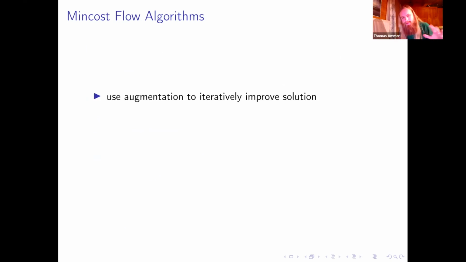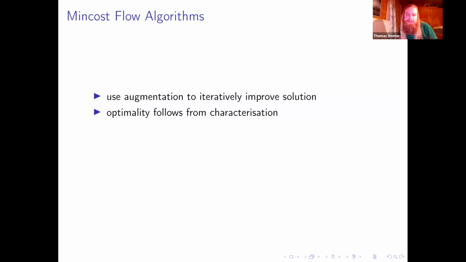From a very high level perspective, we could say augmentation is used to improve a solution iteratively. And then in the end, flow optimality will follow from those characterizations. For example, if we think about minimum cost flows, in the end the final flow should not allow for an augmenting cycle. And by this characterization, this implies that the flow is optimal.